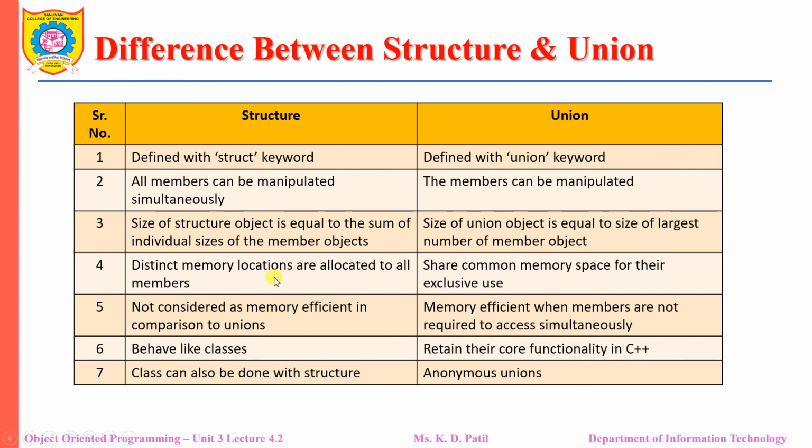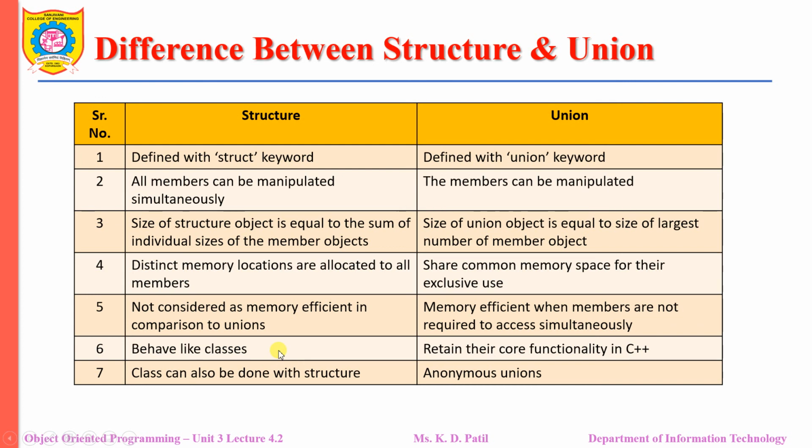In structure, distinct memory locations are allocated to all the members, whereas in union all the members share a common memory location. Structures are not considered as memory efficient in comparison to unions, as the size is the sum of all the individual members' sizes, whereas in union all the members share the same memory location, and the size of that memory location will be the size of the largest element in that union. So unions are more memory efficient than structures.